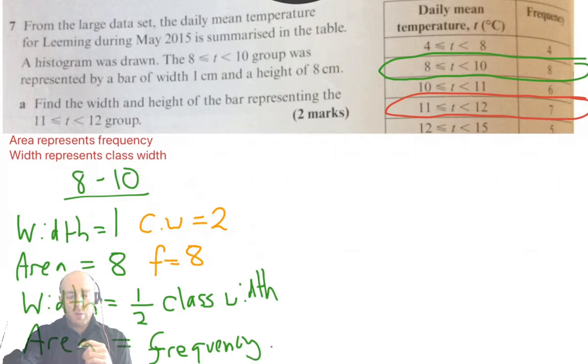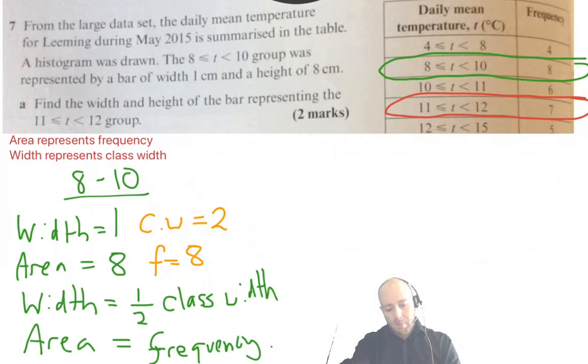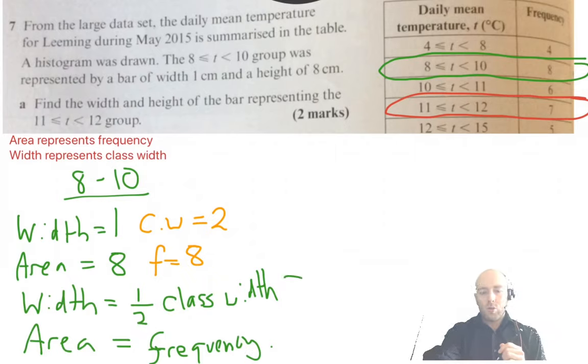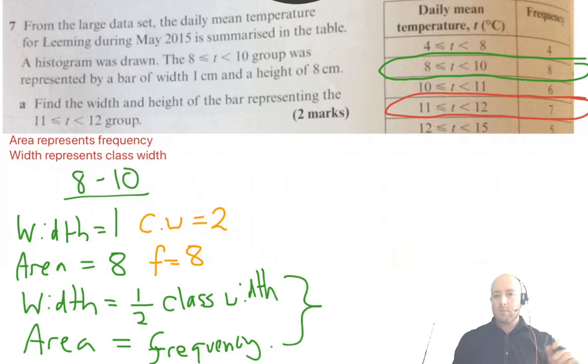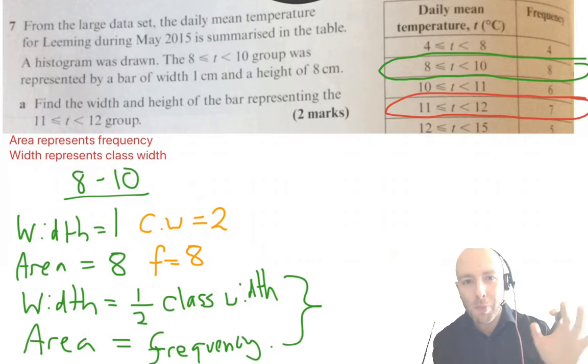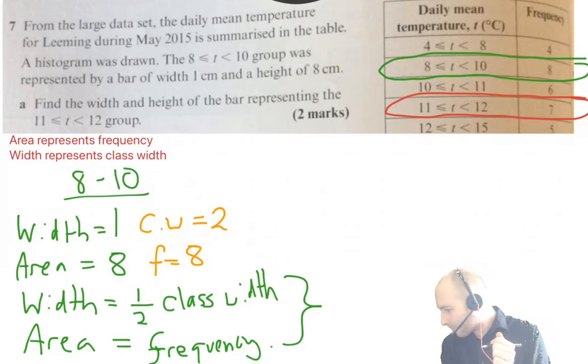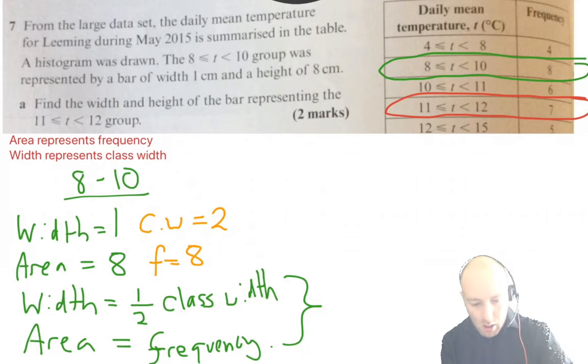Cool. So we're going to use these two statements at the bottom to try and find the bar width for the red group. Cool. Everyone seems to be getting this right. So well done, everyone.